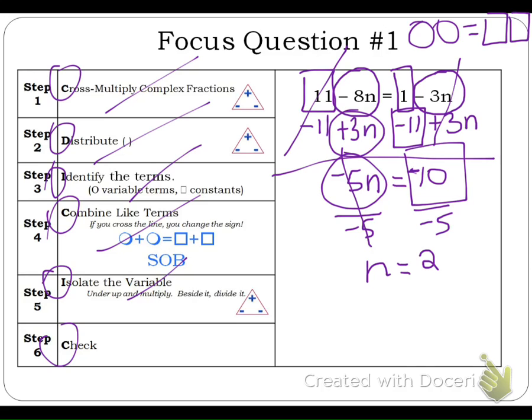I'm just going to change colors. I think I have enough room to check this, maybe. 11 minus 8 times n, which we said is 2, is equal to 1 minus 3 times n again, which we said is 2. Alright, before when we checked our problems, we always had just one number on one side of the equation. So we have an expression on the left-hand side and the right-hand side. You need to simplify those separately.